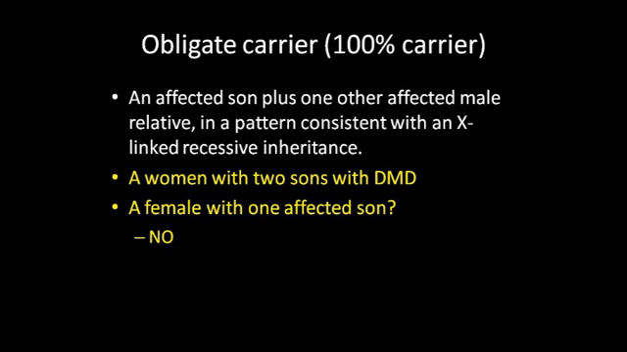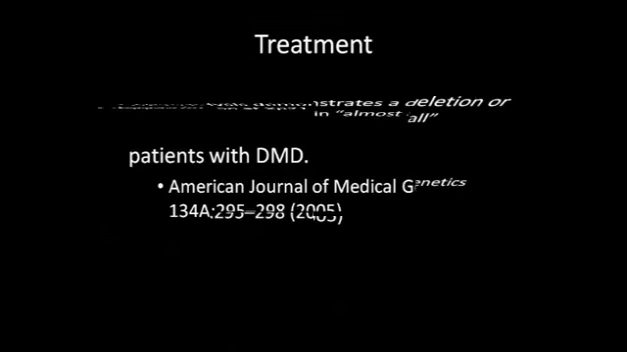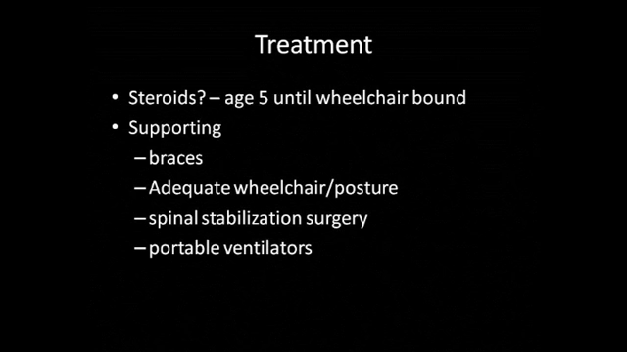So the nice thing about Duchenne's now is we can just do a blood test which detects well over 90% of patients that have Duchenne's. So DNA analysis reveals a deletion typically or duplication at Xp21 in most all patients. Okay, so how do you treat Duchenne's? Well, there's no cure. What is controversial is use of steroids. Controversial because, as we'll discuss as we go through these lectures, there are many, many side effects of steroids.